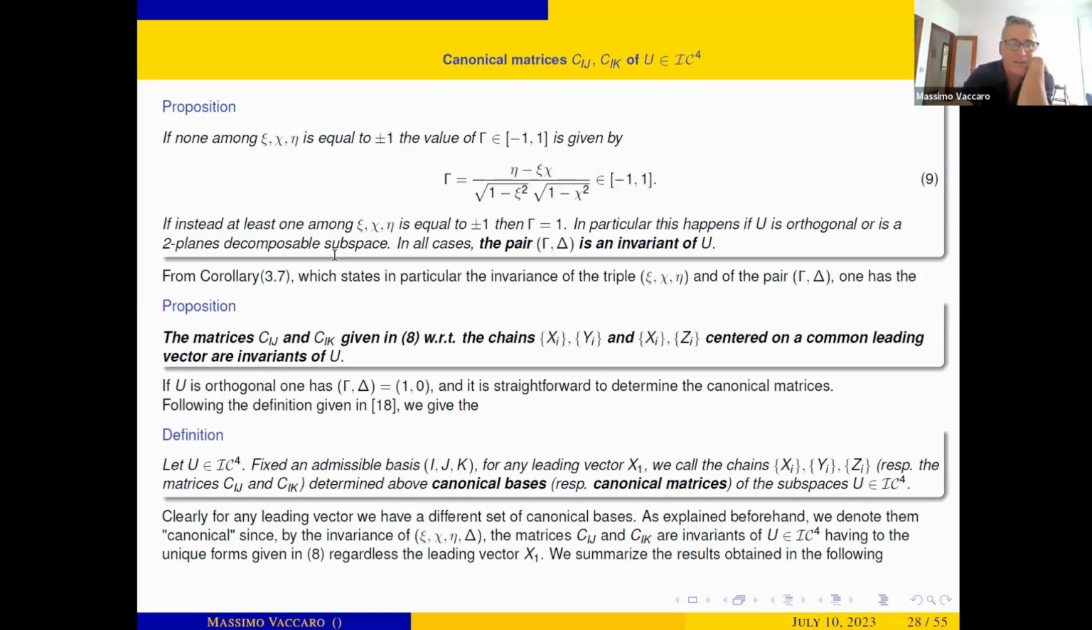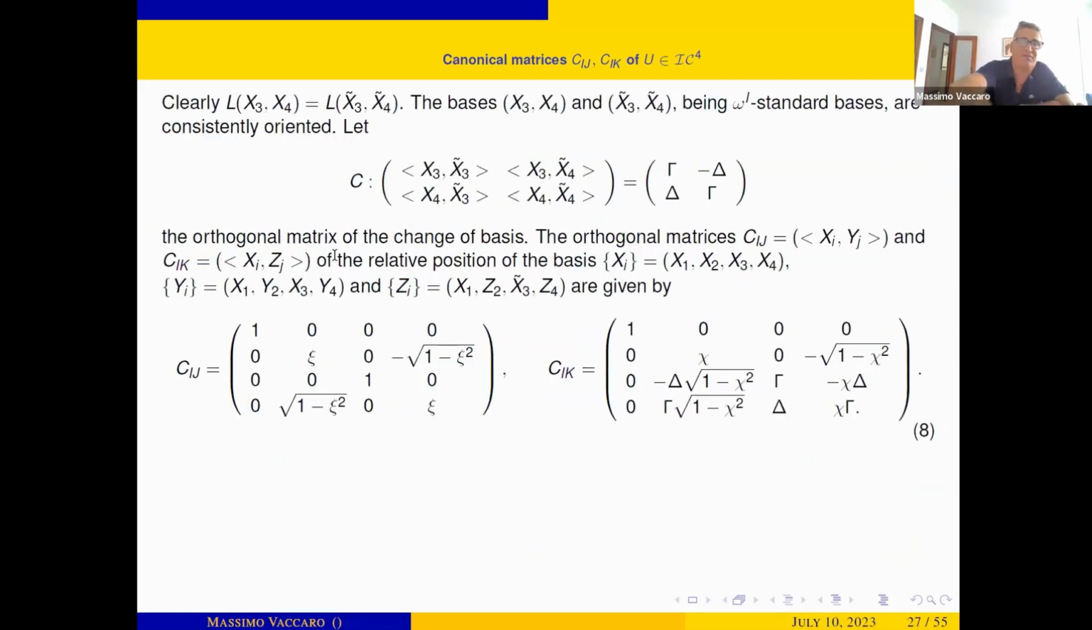Then the proposition: the matrices Cj and Ck given in 8 with respect to the chains xi, upsilon, zeta, centered on a common leading vector are invariants of U. So these 2 matrices are invariant. And we call the bases and the matrices canonical bases and canonical matrices. So every time I say canonical matrices of the 4-dimensional subspaces, these are these 2 matrices.